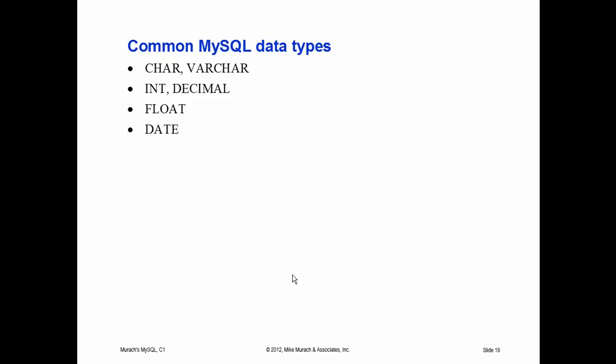We'll talk about int and decimal. Int meaning whole number, decimal meaning it can have a decimal place. And there are different variants. For example, other than decimal, you can have a float also. We'll talk about that. And we'll talk about dates and how they're stored in this language.